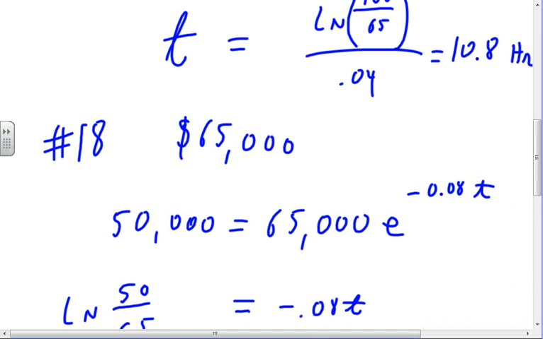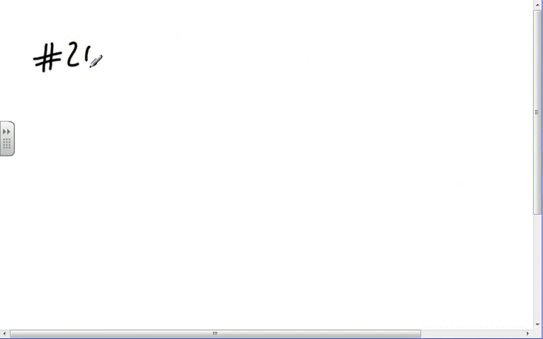I guess not. We'll do 20. Number 20. The discharge current of a capacitor, I, is equal to 0.01 e to the minus 75 t. Find t in seconds when I is 0.004 amps.